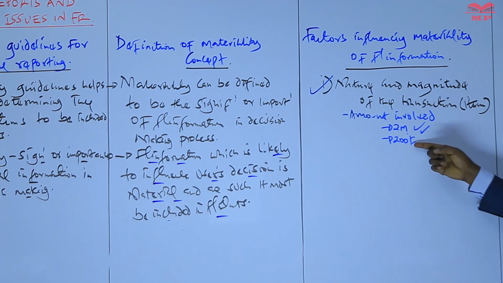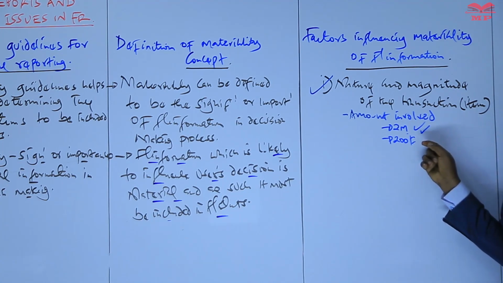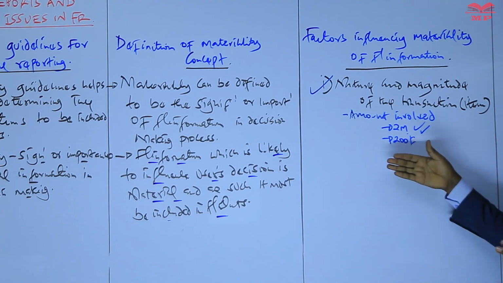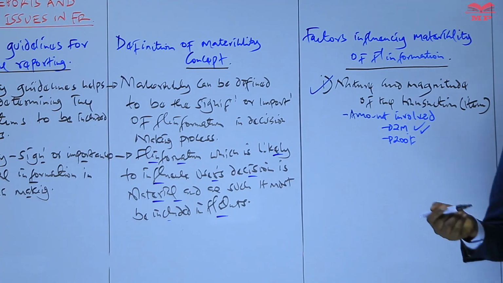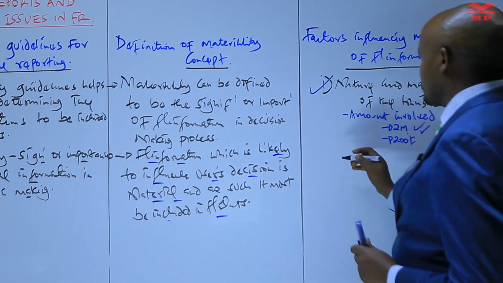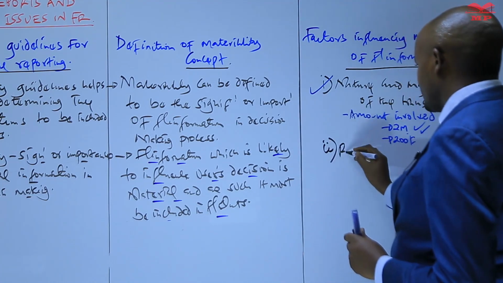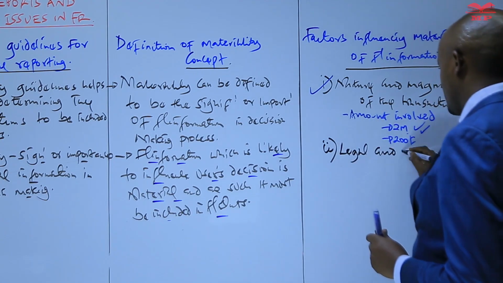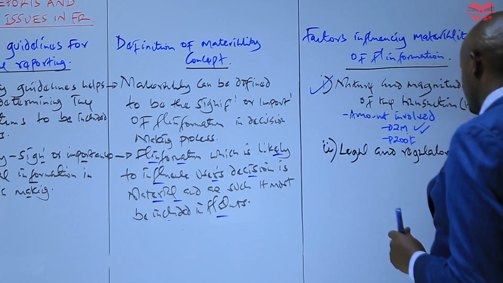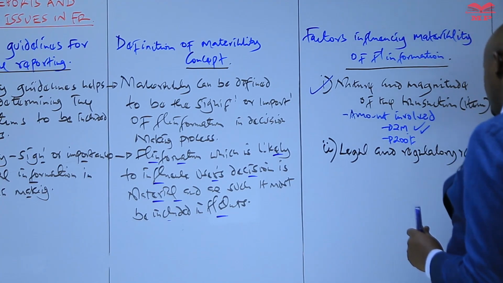But if the second transaction, for example, is omitted, then the decision made by the user may not be affected, because you can see this is an insignificant amount. The other factor which determines whether financial information is material or not is the legal and regulatory requirements.